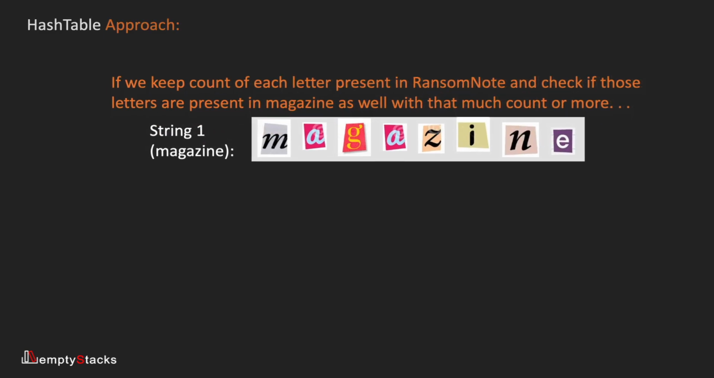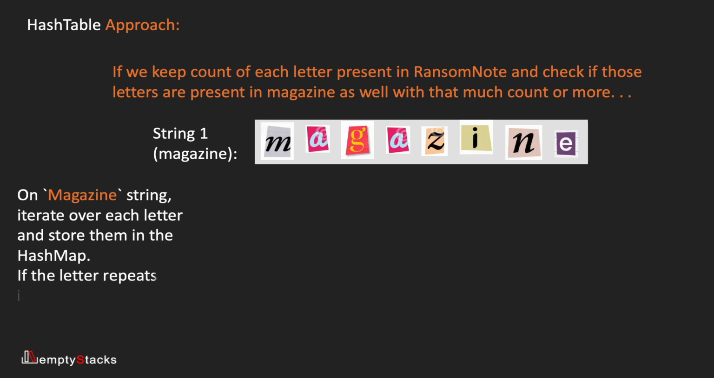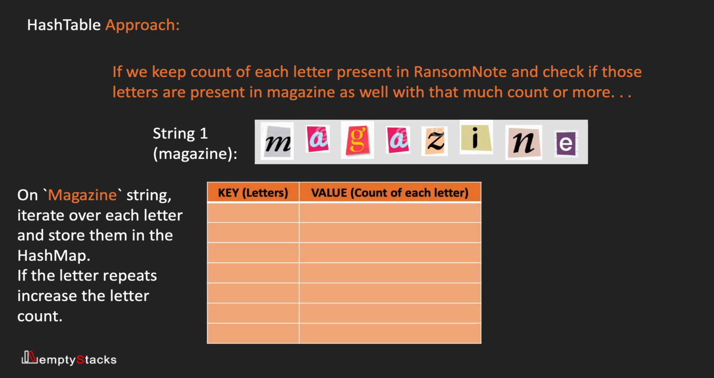Using this info, let's try to build an algorithm. We iterate over the magazine string and we store each letter and its count in a hash map. If a letter repeats, we increase the count of this letter in the map. So for this example, after completing all iterations, we would have something like this. Notice the count of A is 2 because it occurs twice in the magazine.